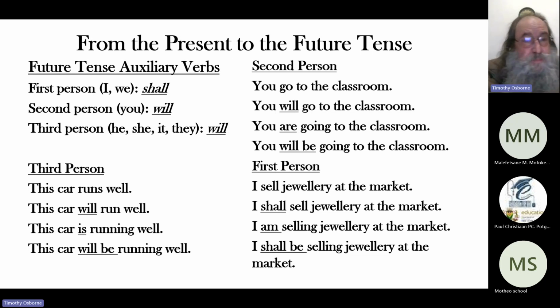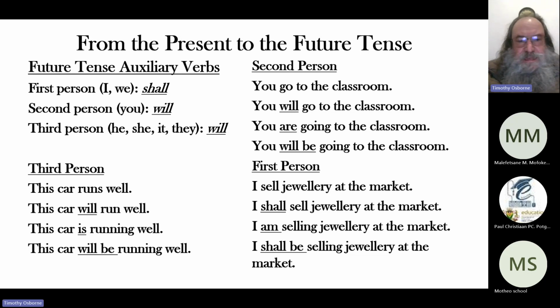I've done this back to front on purpose. Okay, I sell jewelry at the market. Perfectly straightforward. That is in the simple present tense. Now we'll take it into the simple future tense. And you notice the difference there. I shall sell jewelry at the market, right? A slight difference. Then we have, I am selling jewelry at the market. That's in the present continuous tense.